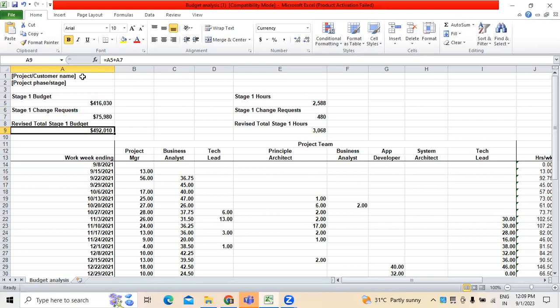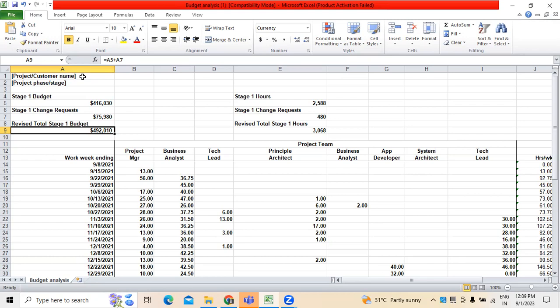Now here you can ask me, what is meant by stage here? Stage means, normally whenever we develop an application, it is a long-term commitment. So there are different stages of implementation of the projects which we do. So this is the first stage, I can say, wherein this $492,010 is the total budget allocated for the first stage of the project.